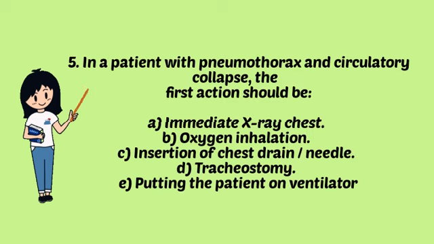5. In a patient with pneumothorax and circulatory collapse, the first action should be A. Immediate X-ray chest. B. Oxygen inhalation. C. Insertion of chest drain, needle. D. Tracheostomy. E. Putting the patient on ventilator. Option C is correct. Insertion of chest drain/needle.